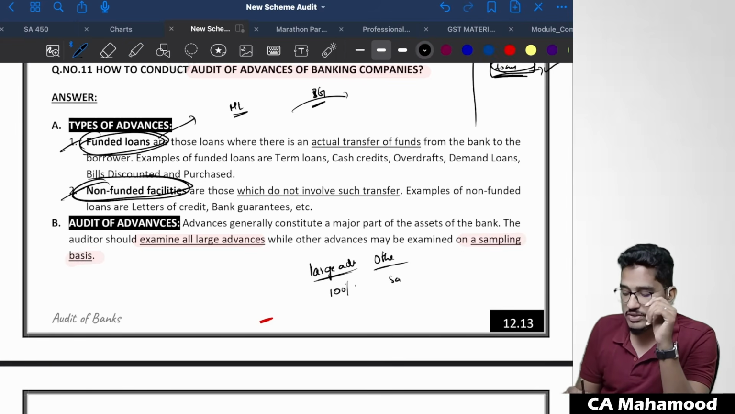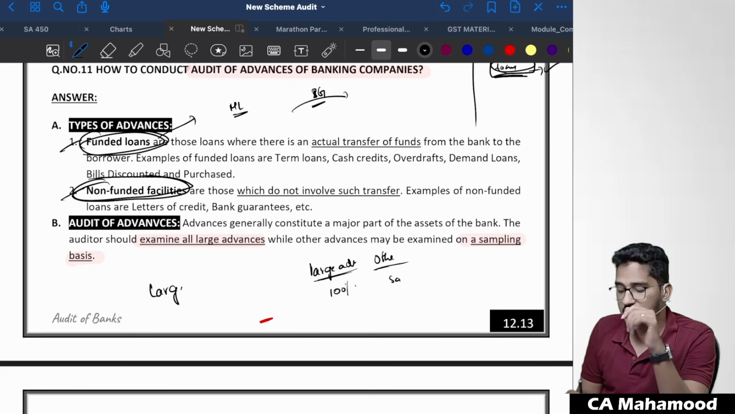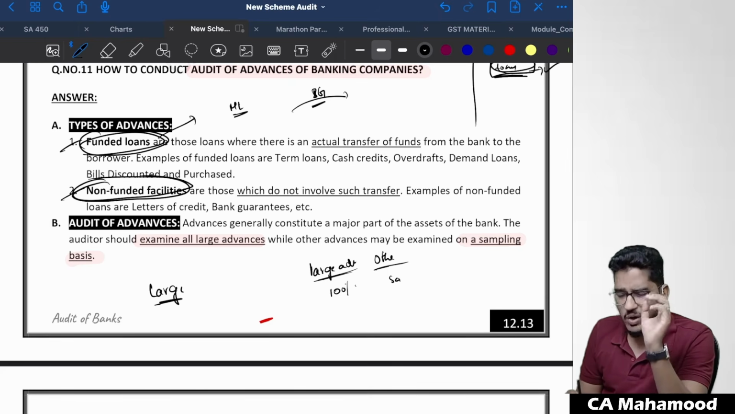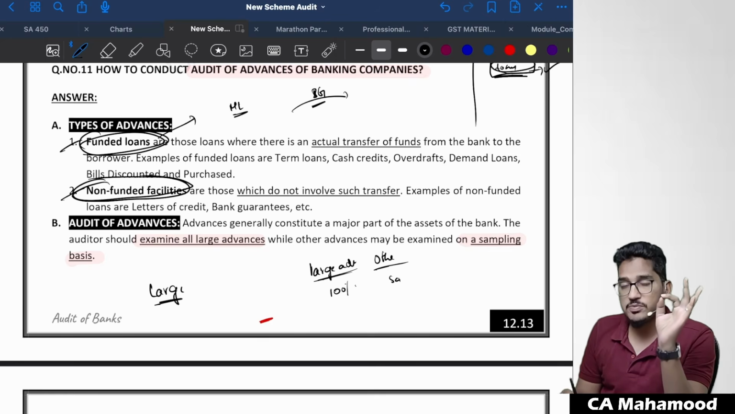Sir, how to determine which advance is a large advance? What is the criteria for large advance? So we have to remember one thing. There is no hard and fast rule. So it is purely upon the professional judgment of the auditor. Whether an advance will be large advance or not, that is purely depending on the professional judgment.